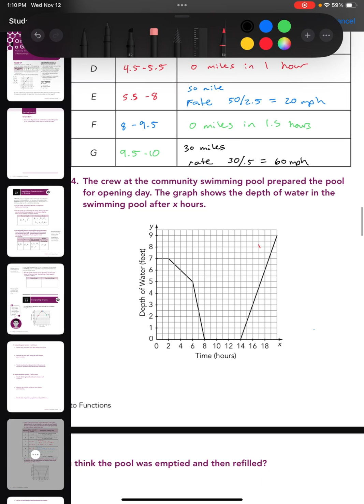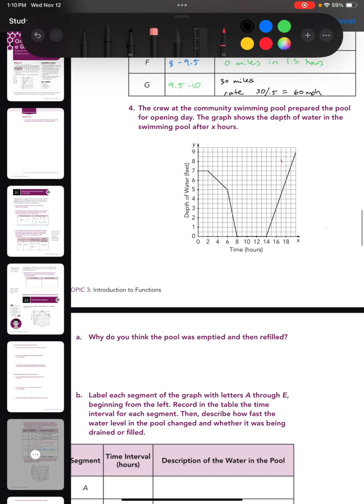All right, next one. Same idea, new situation. So the community swimming pool prepared the pool for opening day. The pool graph shows the depth of the water of the swimming pool after X hours. So why do you think the pool was emptied and refilled? Variety of reasons. You could fill in your thoughts there. Could have been drained to be cleaned, some repairs to get done, anything that would make sense as to why you were draining a pool.